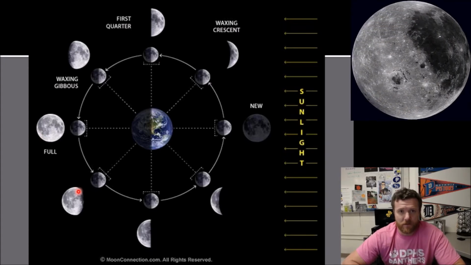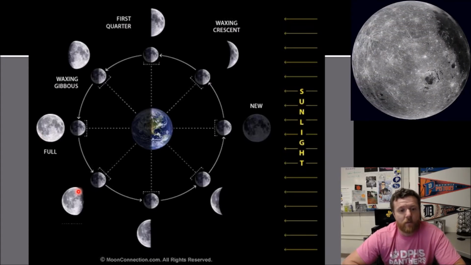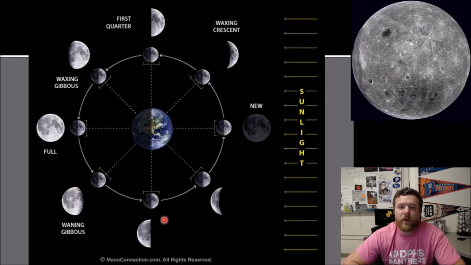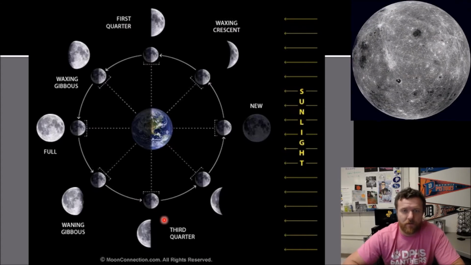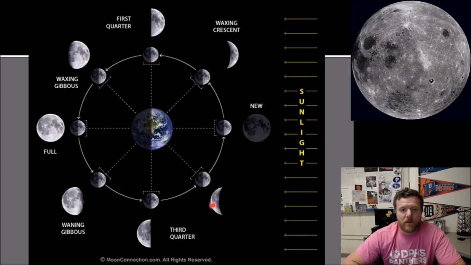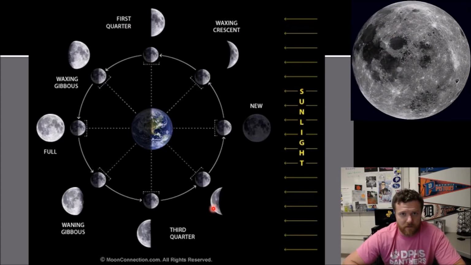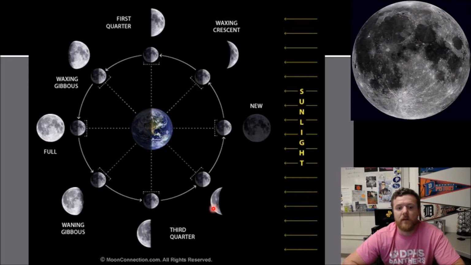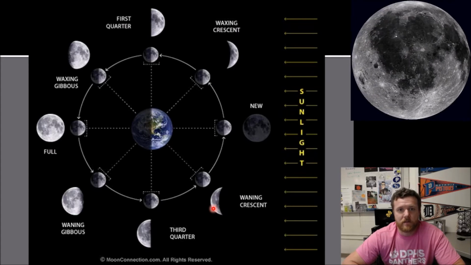And now it's getting smaller, so it's going to be waning. This would be a waning gibbous. When you are 1/4, 2/4, 3/4 around in your orbit, you're at a third quarter moon, and then you're only one left. You're getting smaller, so you're waning. You're a crescent if you're less than half lit up, and that is going to be a waning crescent.